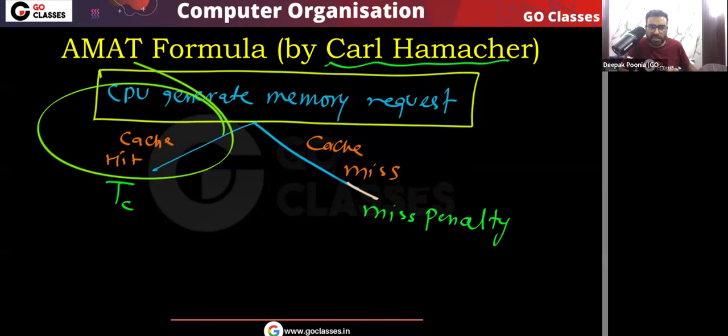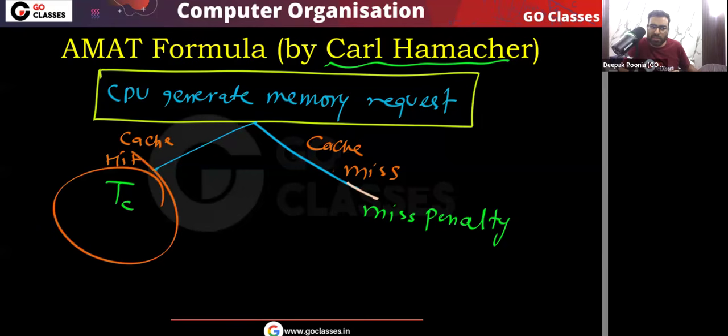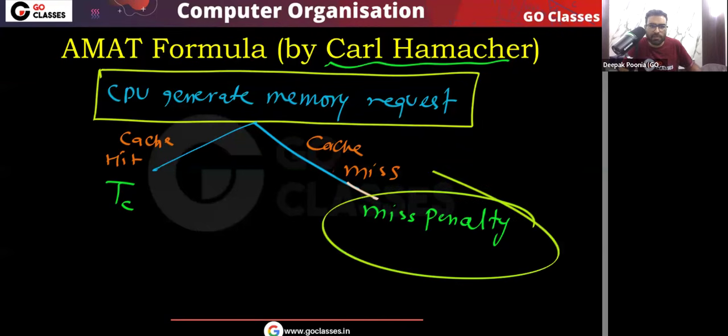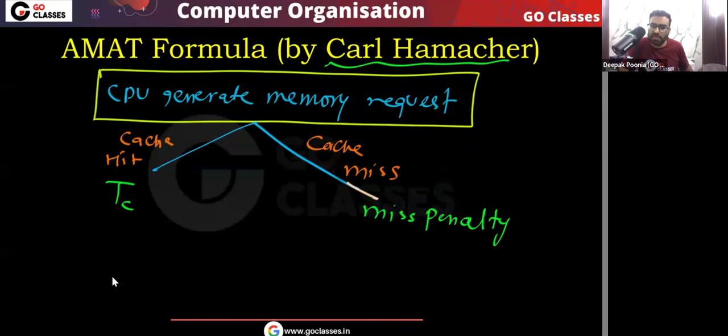When there is a cache hit, what is the total access time seen by the processor? That is cache memory access time, or I can say cache memory hit time. And when there is a cache memory miss, when the requested data is not in the cache memory, the total time seen by the processor is basically the miss penalty according to Hennessy and Patterson. Now you can easily write the formula.